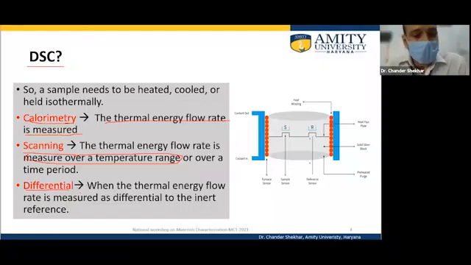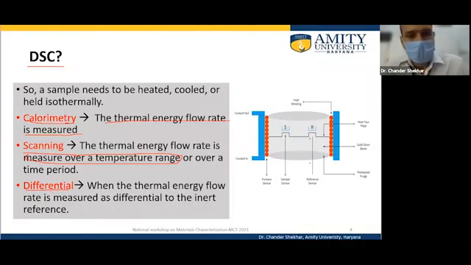But when we are measuring this flow rate from the initial to the final temperature in comparison to something which is inert, which doesn't change, doesn't react, doesn't transform in that given temperature range, then this comparative measurement of thermal energy flow rate from lower temperature to higher temperature in a predetermined thermal temperature program is known as differential scanning calorimetry.